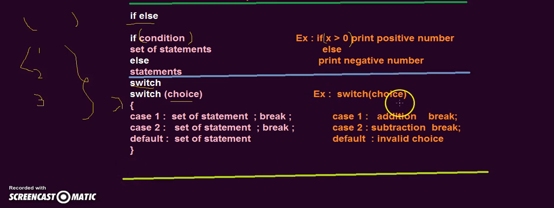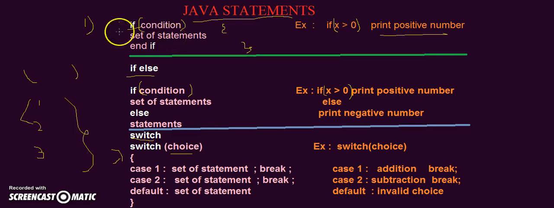Now this is a simple example. Switch choice: if it is case 1, do addition, break it. If it is case 2, do subtraction, break it. If it is the default, it is an invalid choice. This is a simple example for our Java statements. Now we will see how to run these with an example in our Eclipse.